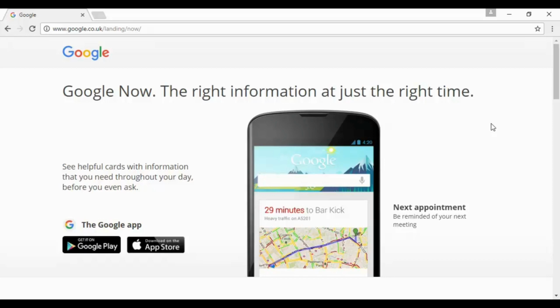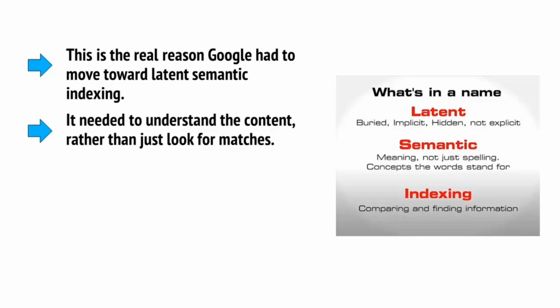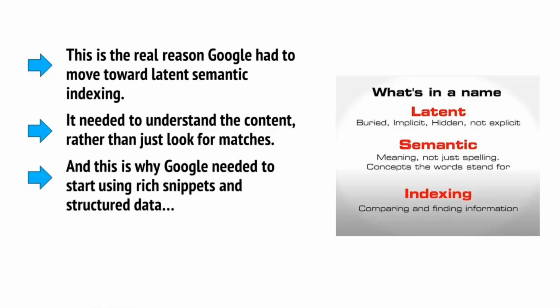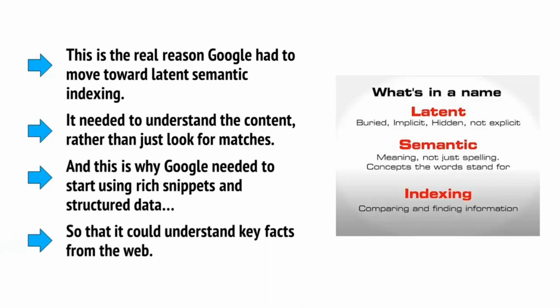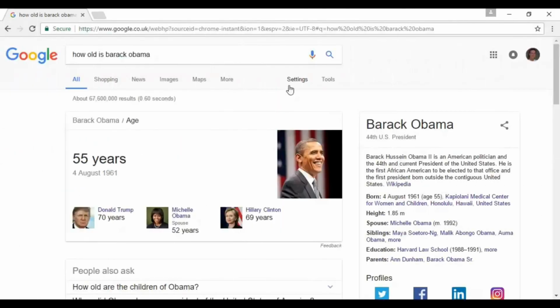Google Now is the name of Google's assistant service that combines search, digital assistant, and all the data that Google collects about us into one incredible tool. This is the real reason Google had to move towards latent semantic indexing. It needed to understand the content rather than just look for matches. And this is why Google needed to start using rich snippets and structured data so that it could understand the key facts from the web. This is what allows Google to use its quick answers box. Ask Google, how old is Barack Obama? And it won't just bring up a website, it will tell you.